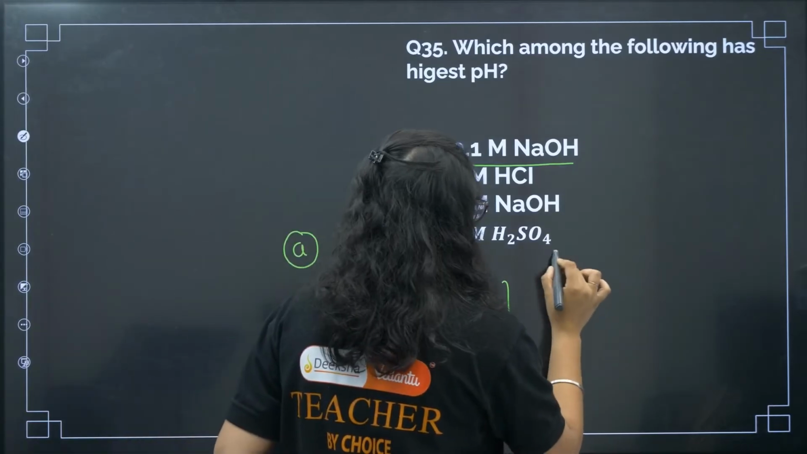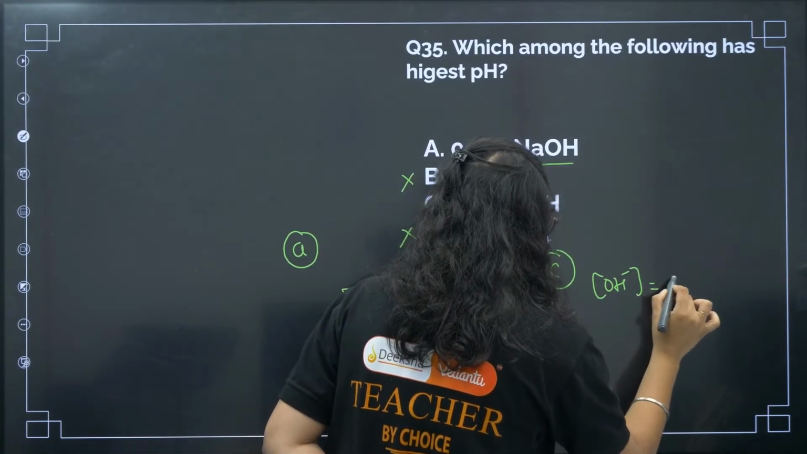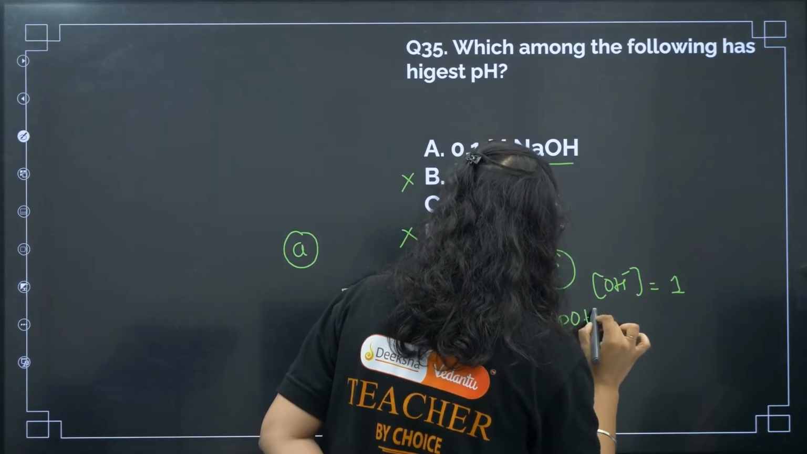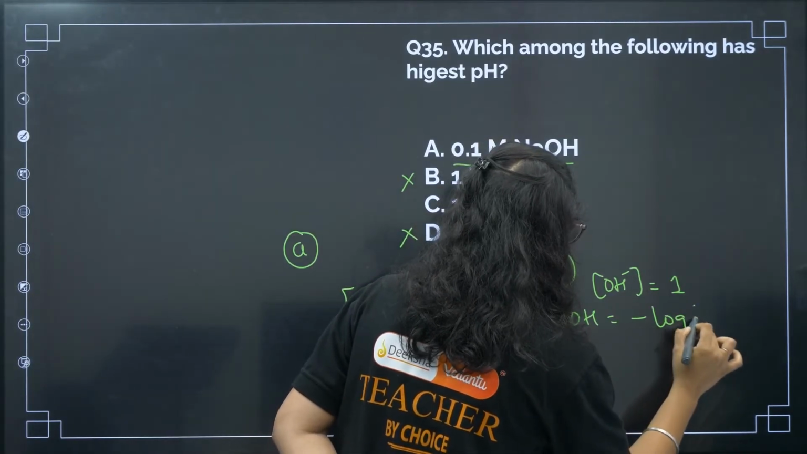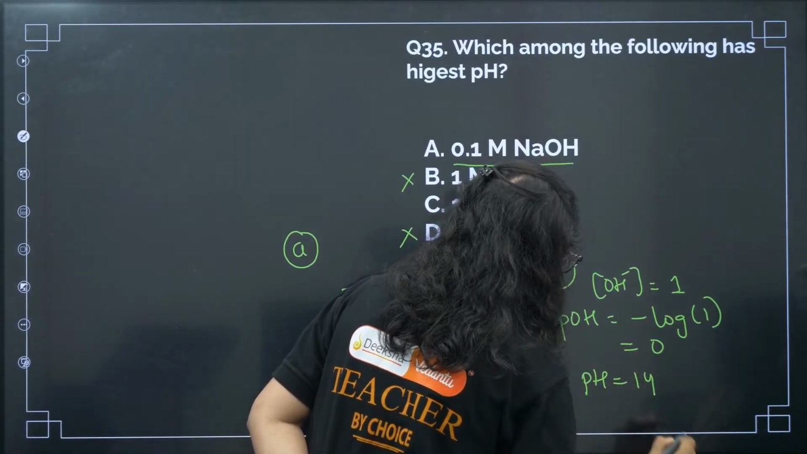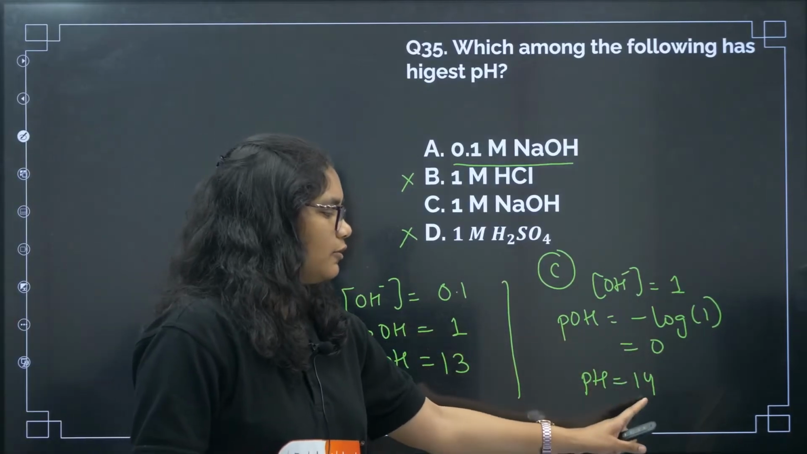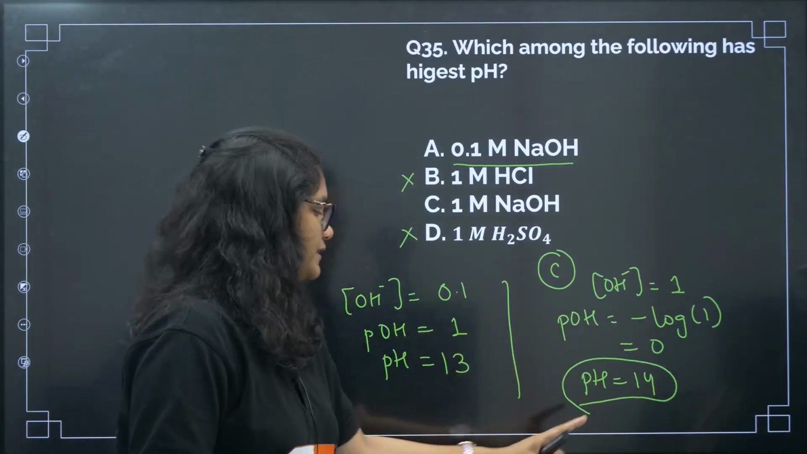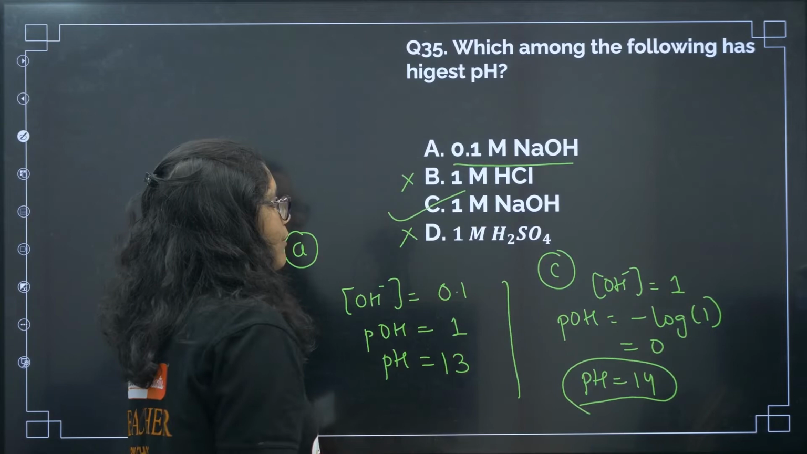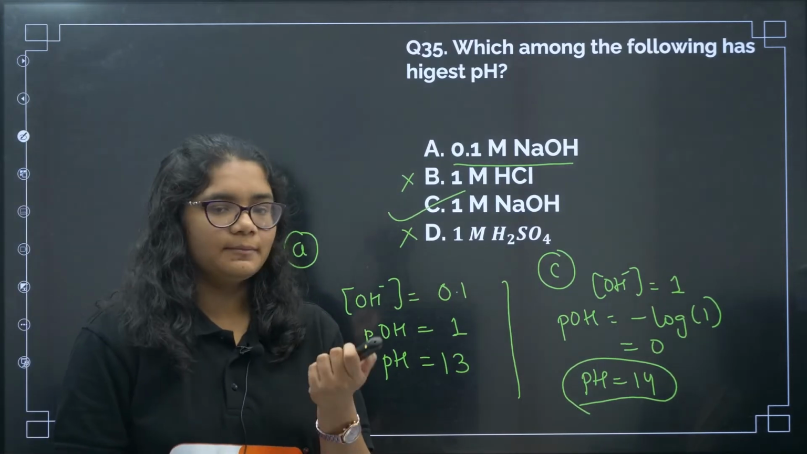Now if you see option number C, the OH minus concentration is 1, right? Then pOH will be minus log of 1, and log 1 is 0, then pH will be 14, right? pOH is 0, so pH has to be 14. So the highest pH is given by 1 molar NaOH. So the correct answer for this question is option number C.